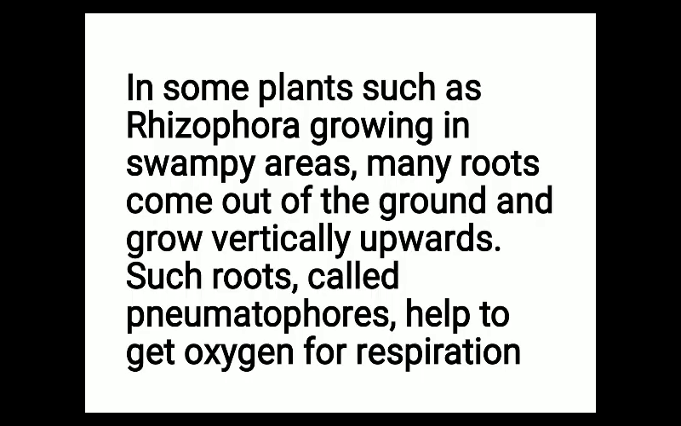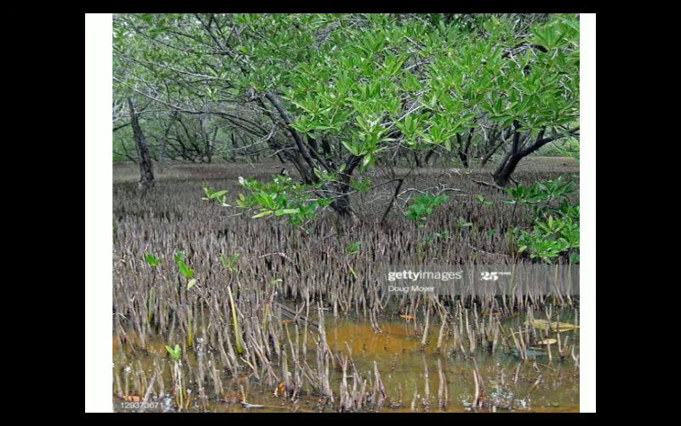In some plants such as Rhizophora, which grow in swampy areas, many roots come out of the ground and grow vertically upward. Such roots are called pneumatophores. And what is the function of these pneumatophores? They help in exchange of gases. The plant breathes with the help of these pneumatophores. In this diagram you can see these structures, the pneumatophores, coming out from the soil.